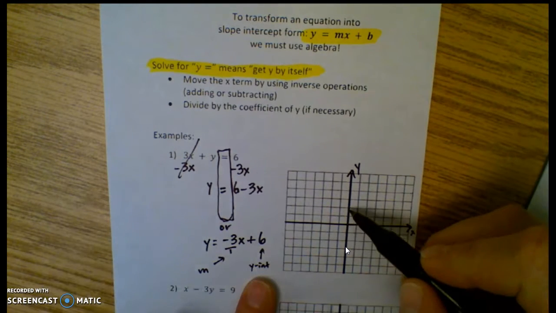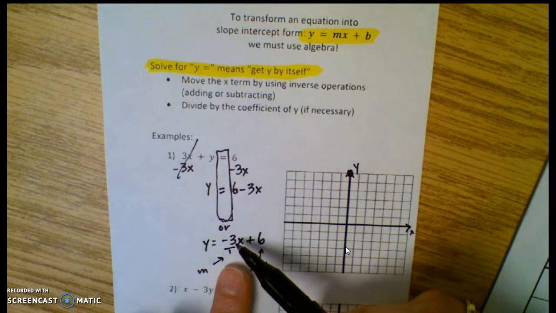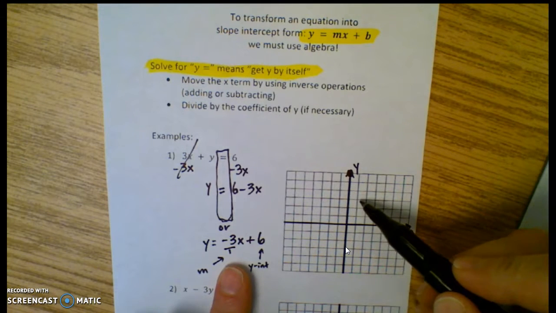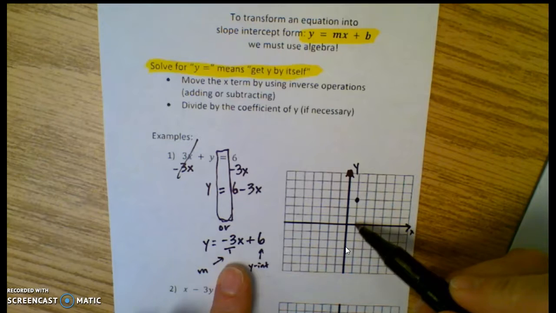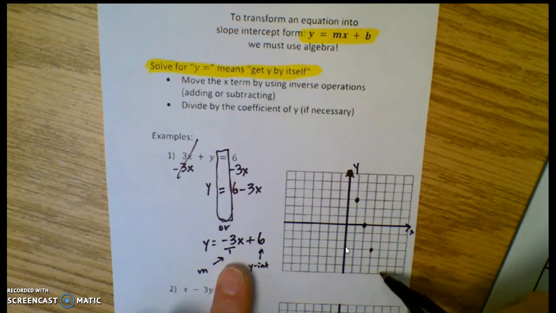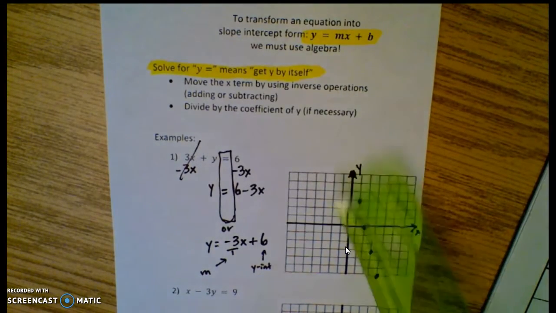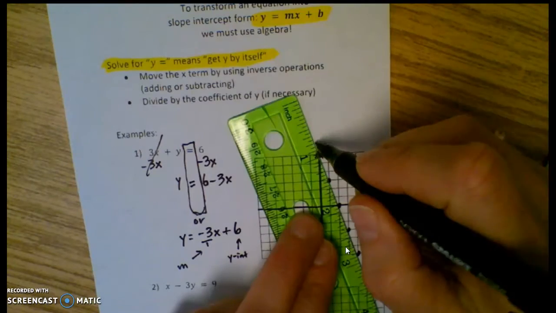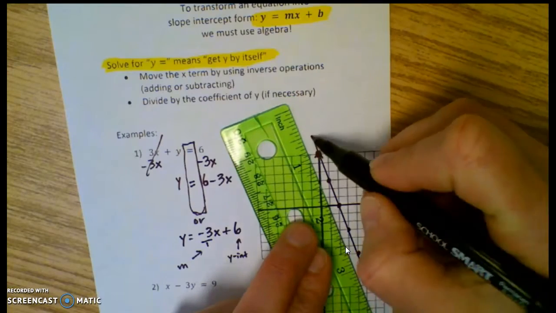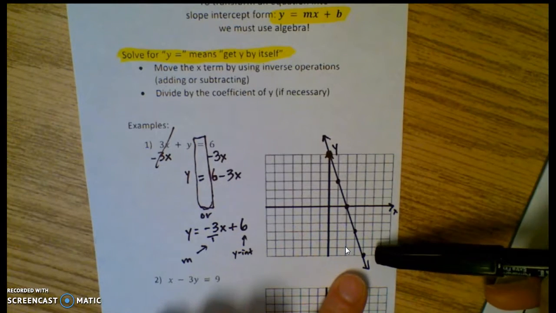So positive 6, 1, 2, 3, 4, 5, 6. And then we need to do a negative 3 rise, 1, 2, 3, and a positive 1 run. Continue across your graph until you have points that line up. Also verify when you're graphing that if your line has a negative slope, it really is sloping negatively. Slope Dude would say nice negative.